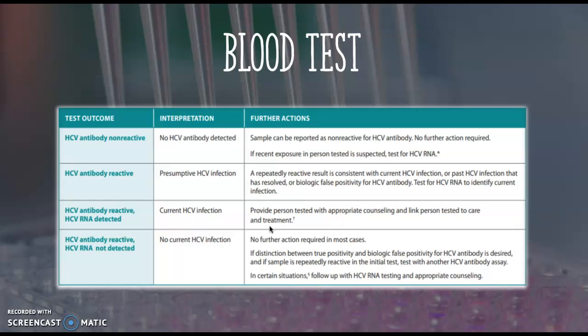The polymerase chain reaction, PCR, test follows a positive antibody test. It will be undertaken to confirm if the virus is still present. The dry blood spot test is used to test some individuals who have injected drugs in the past. This type of testing is a simple test that requires a small amount of blood to be taken from a single finger prick and is less invasive than a normal blood test.